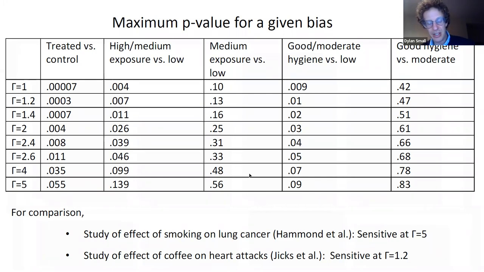Just for comparison, with some other studies, the effect of smoking on lung cancer, which we know is a huge effect, was sensitive at gamma of 5. That means there would need to be an unmeasured confounder which quintupled the odds of smoking, which didn't seem likely. But there was a study that showed coffee causes heart attacks. It showed an effect, but the study is very sensitive to bias.